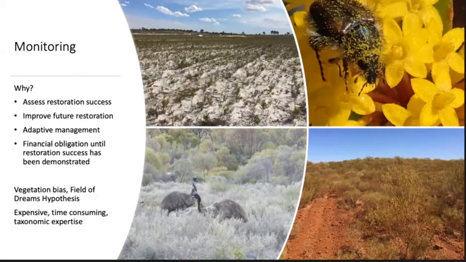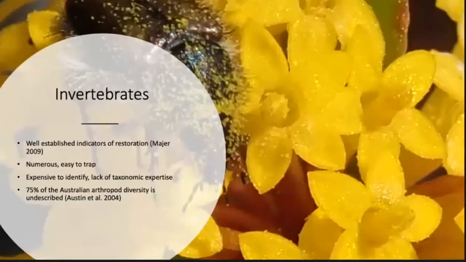We've already talked about the field of dreams and the vegetation bias in a lot of restoration monitoring, because it is expensive, time consuming, and requires a lot of very specialized taxonomic expertise. This is especially true with invertebrates. They're already very well-established indicators of restoration. People use especially ants as indicators of restoration because they're numerous and pretty easy to trap. And they're indicators of ecosystem functions like detritivores, soil formation, pollination, herbivory, etc.